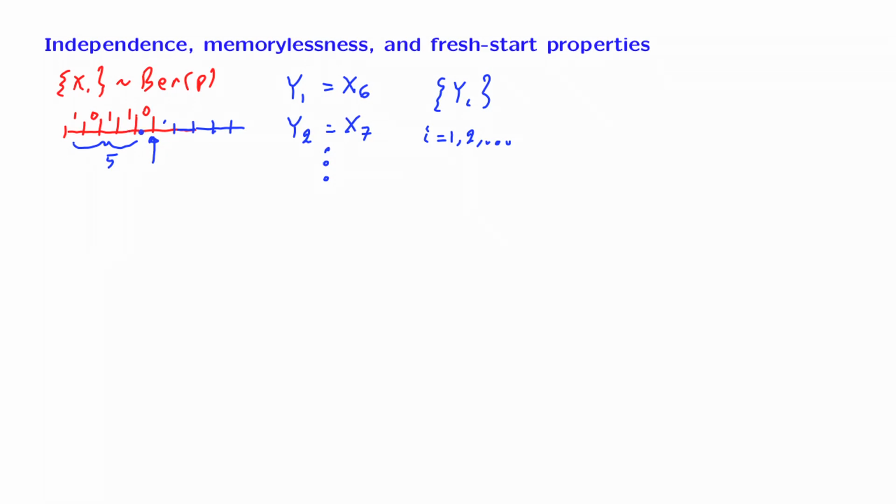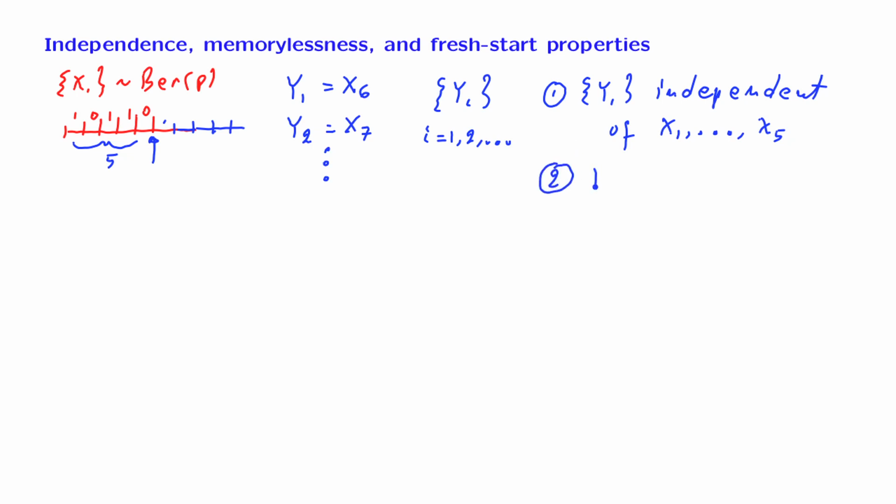Because of the assumption that the different trials are independent, this means that the first 5 trials are independent from the trials that happen after time 5. So one property is that the process Y_i is independent of whatever happened in the past, which is X_1 up to X_5. Second, the random variables that you see, X_6, X_7, and so on, are independent Bernoulli random variables with parameter p. So the random variables Y_i constitute also a Bernoulli process with parameter p.